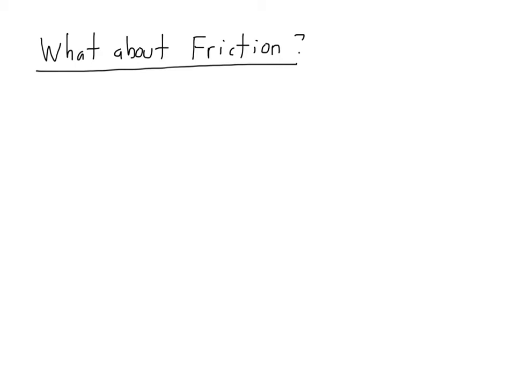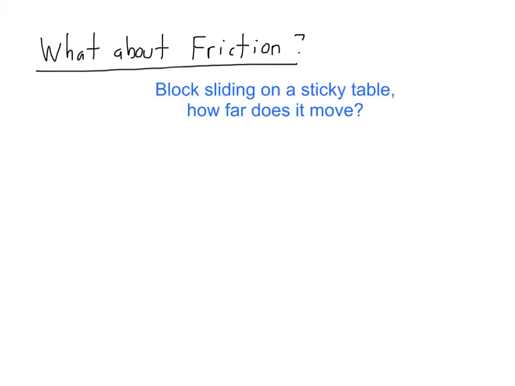Friction is what we're studying in class, and we really need to understand how friction goes into this scheme. So I'd like to do an example with the same thing with friction, doing two different systems. I've got a block sliding on a sticky table. How far does it move? So the first system might be the first thing that you think of. I'm just going to have a system consisting of the block.